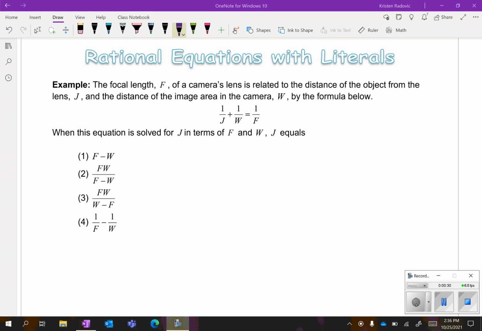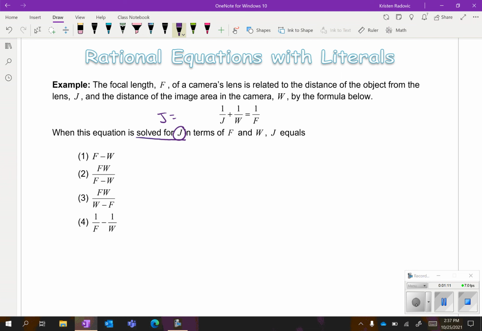Now, in the first example, which was a 2-point question on the regions, we have the focal length f of a camera's lens is related to the distance of the object from the lens, j, and the distance of the image area in the camera, w, by the formula below. When this equation is solved for j in terms of f and w, j equals what? So basically the top of the question was useless, but they did say that they want the equation solved for j, and what that means is that we want to have j by itself. We're going to solve j equals something.